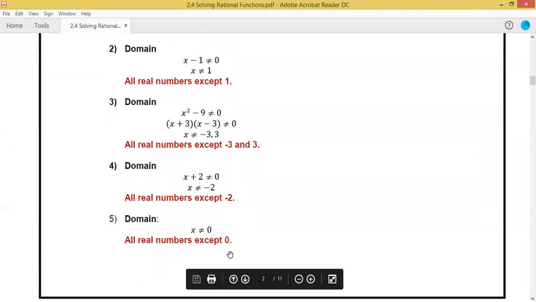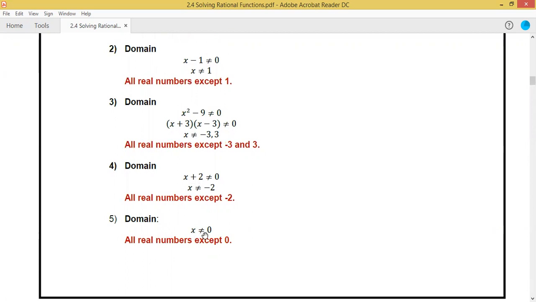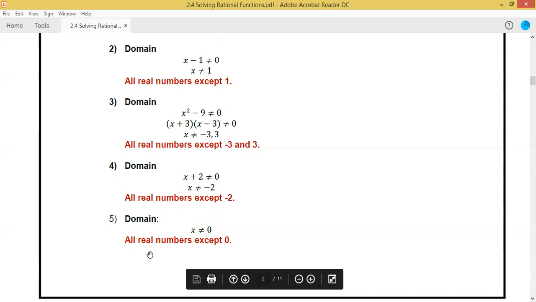For number 5, the last number, our denominator is x. So x should not be equal to 0. So our domain will be all real numbers except 0. This ends the topic on the domain of a rational function.